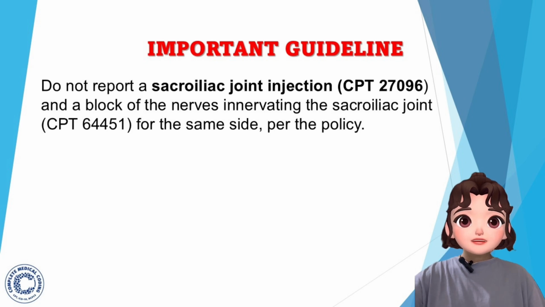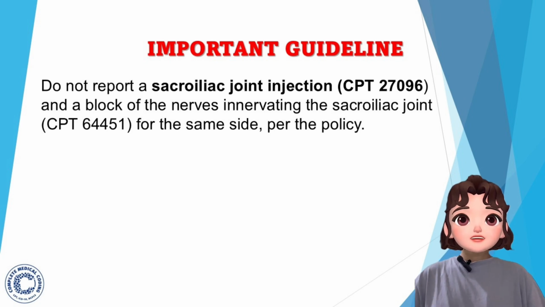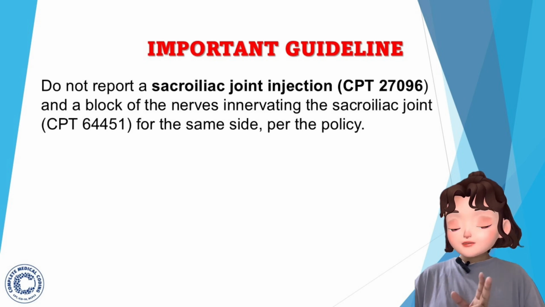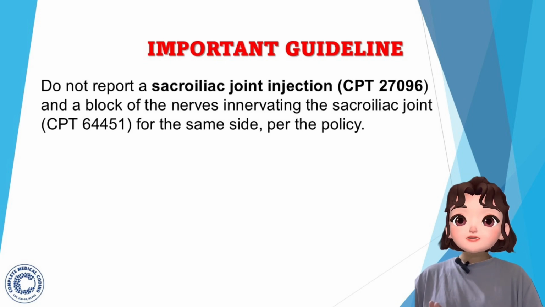Okay. Now, there is one important guideline for sacroiliac joint injection. Do not report a sacroiliac joint injection, CPT code 27096, and a block of the nerves innervating the sacroiliac joint, CPT 64451, for the same side. You should not report CPT 27096, which is sacroiliac joint injection, along with CPT 64451, which is block of the nerves innervating the sacroiliac joint, for the same side. Okay.